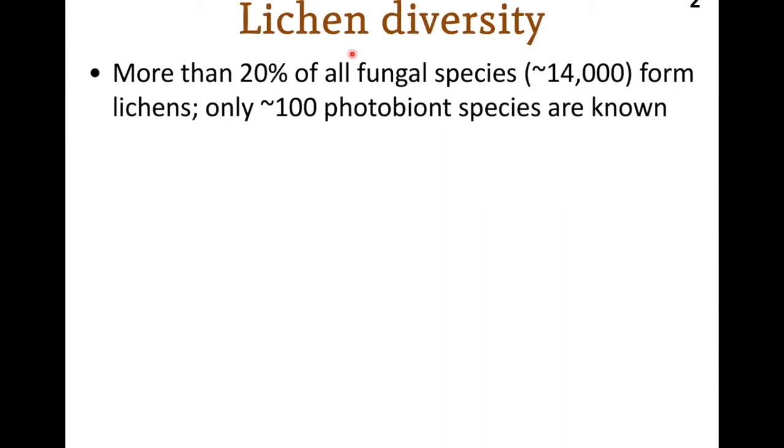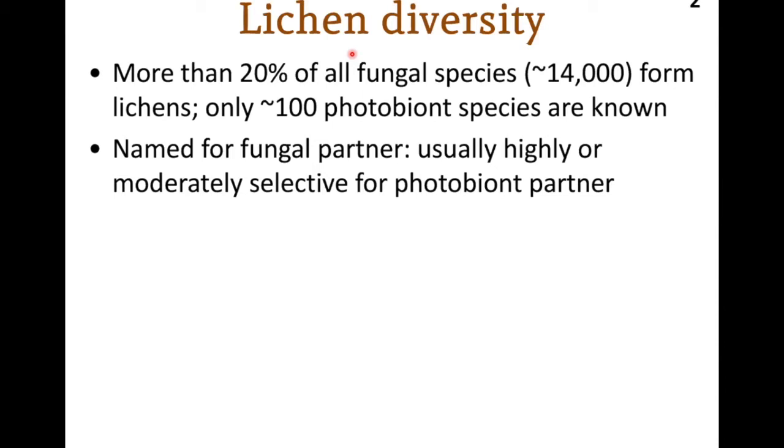But curiously, there are very few photobiont species, only about 100 known in total. The upshot of this is that lichens are named for their fungal partner, and usually they're highly or moderately selective for a photobiont partner. In other words, a given fungus will form an association with a given type of alga or cyanobacterium to form a lichen. Whereas, because there are so few photobionts, an alga or cyanobacterium will form lichen associations with a large variety of different fungal species. So hopefully that asymmetry in the relationship is clear.